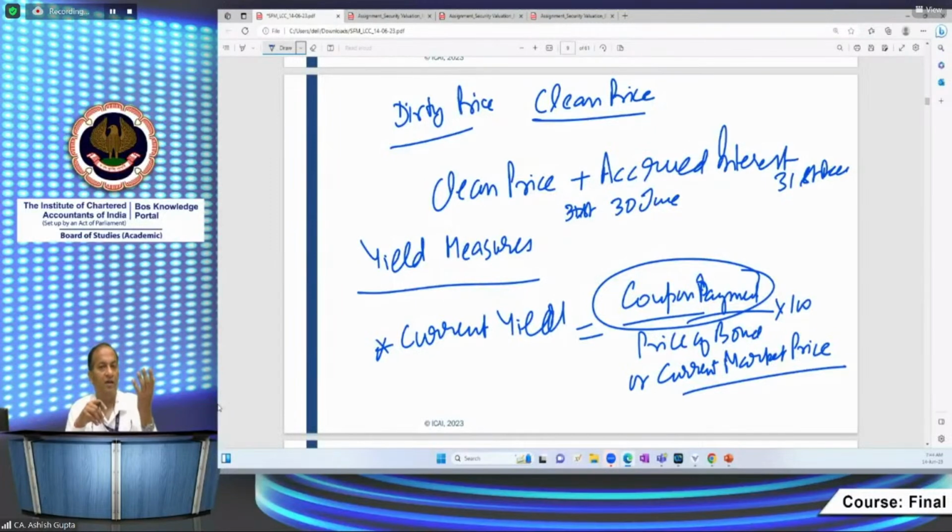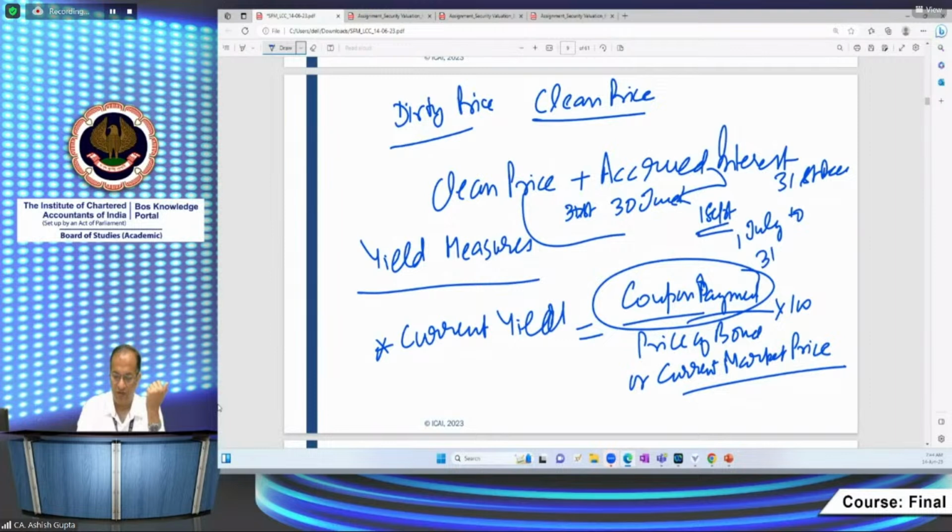Security, there are interest payments based on a semi-annual basis. So generally interest is paid on, say for a calendar year, 30th June and 31st December. Now, if you are buying the bond on, say, 1st September, in that case, whatever be the clean price, in addition to that, the accrued interest for the period 1st July to 31st August shall also be included.